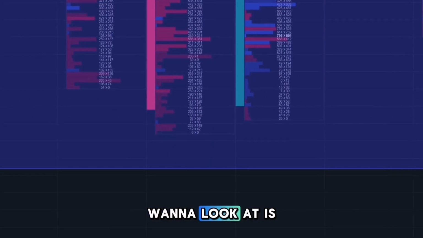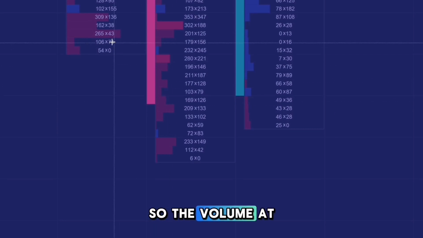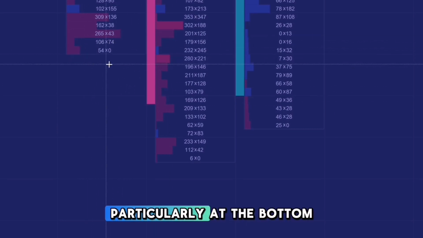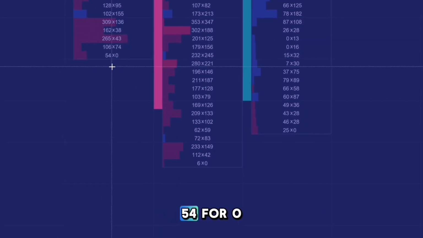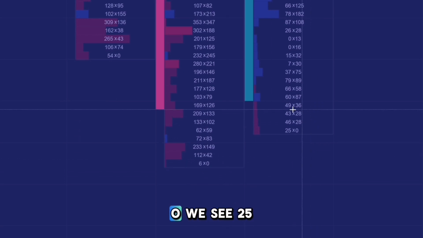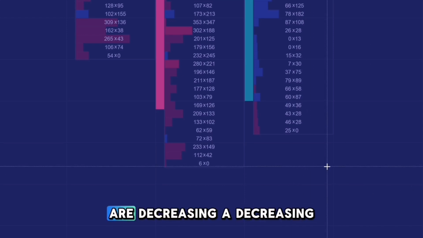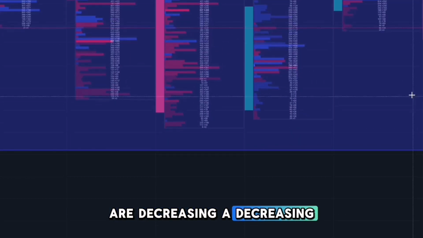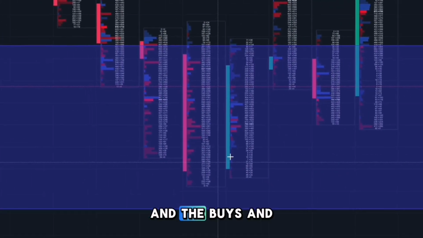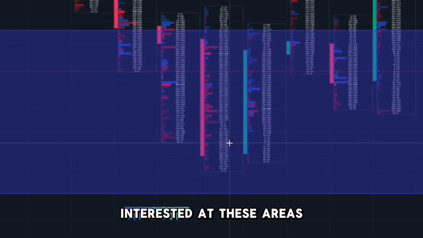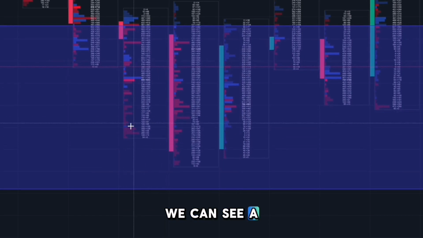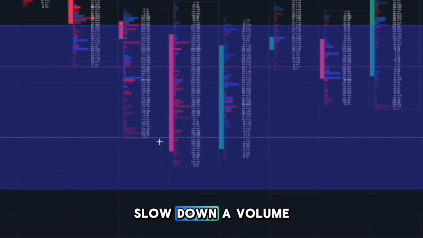The second thing you want to look at is the volume. The volume at the ends of these candles, particularly at the bottom, dries out. We see 54 for 0, we see 6 for 0, we see 25 for 0. So these are smaller numbers at the bottom. When you see smaller numbers in the bid and the ask, it means the total number of transactions at these prices is decreasing. A decreasing volume simply means the buyers and sellers are no longer interested at these areas, right? We can see a slow down of volume over here, slow down of volume over here.